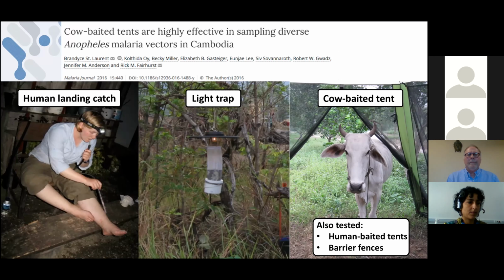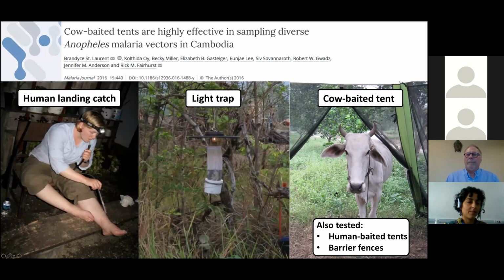We compared several different trapping techniques, some standard and some not as standard. The human landing collection, which, of course, is our best estimate of human exposure to potentially infectious bites, CDC light trap, and our cow-baited tents, where a cow is staked at the center of a large tent, and we go in every hour and collect the mosquitoes that have entered that tent and are resting on the inner walls, not collecting directly off the cows, just on the inner walls of the tent.